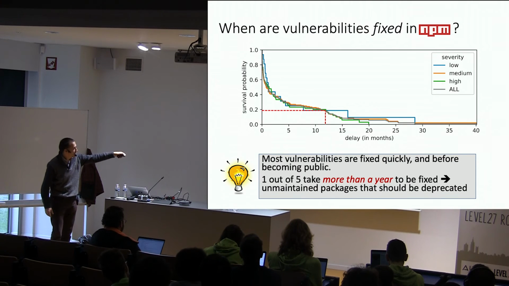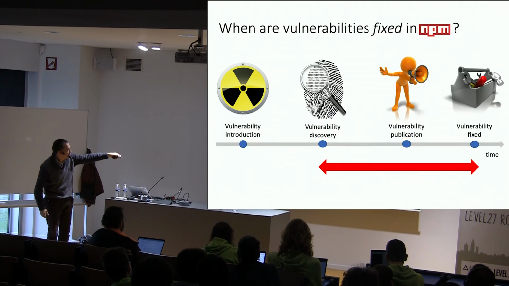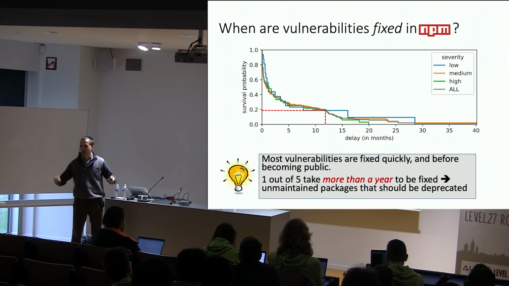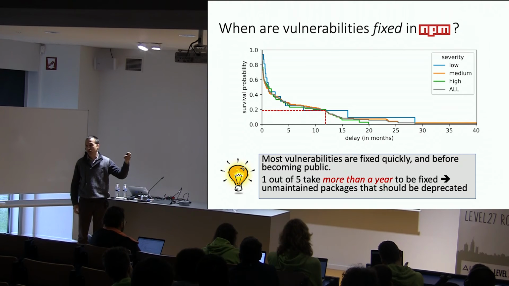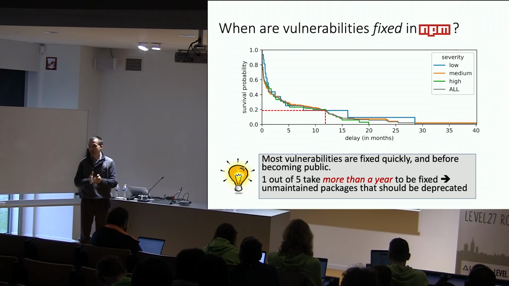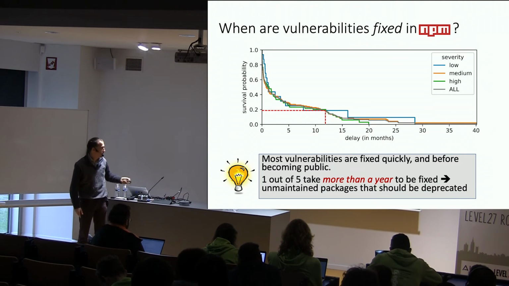So here, you can see the curve is different from the previous one. It's going down much more rapidly, which is good. If I take the same interpretation based on one value, after 12 months, which is more or less here, there is still 20% of all vulnerabilities that were discovered but have not been fixed. So 1 out of 5 vulnerabilities are not fixed after more than 1 year. It's still quite a lot. It's less than for the other case.